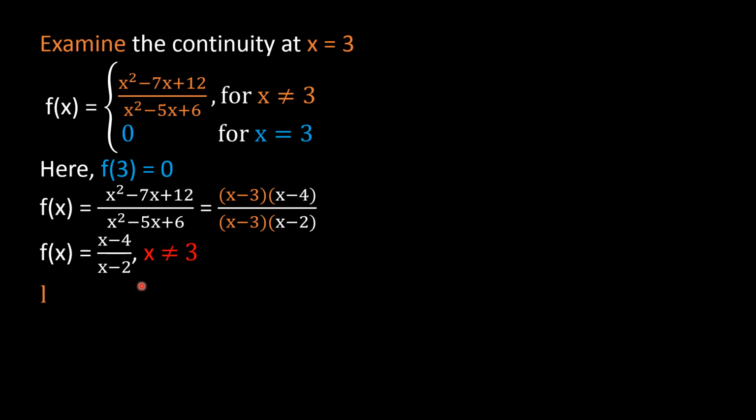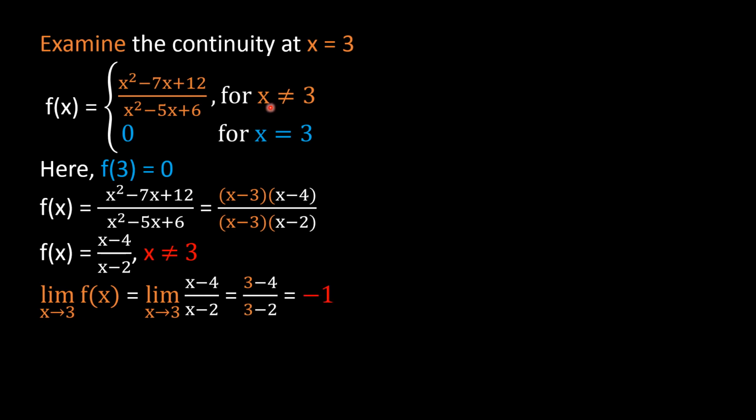Now the limit of the function as x approaches 3 will be, because x is not equal to 3, as x approaches 3, it will be (x minus 4) divided by (x minus 2). We will replace x with 3, so it will be (3 minus 4) divided by (3 minus 2), which will be minus 1 divided by 1, which will be minus 1.